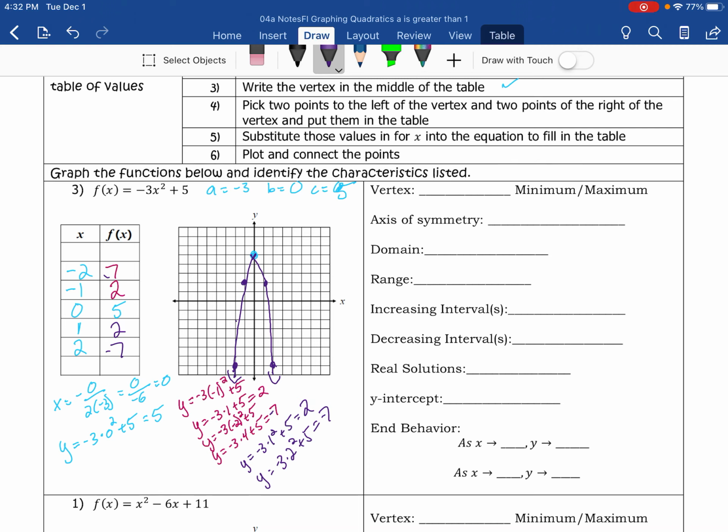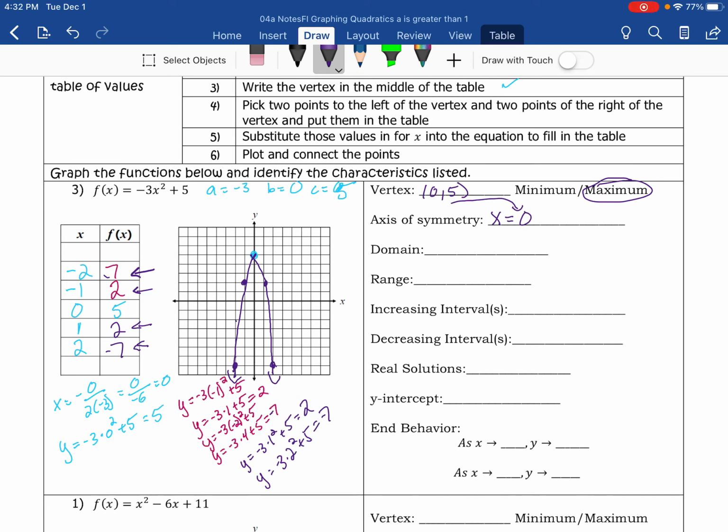You just find your vertex, pick 2 points to the left and 2 points to the right, plug them in, and then draw it. And honestly, if you do a good job, these y values will be the same as these y values as long as you pick points that are symmetric on each side. So for this, my vertex was 0, 5. It is a maximum because it's the top. My axis of symmetry is x equals 0, because it's the x value of my vertex.